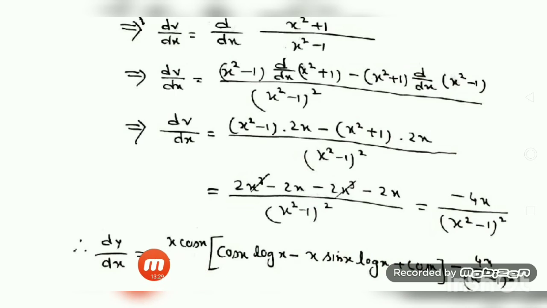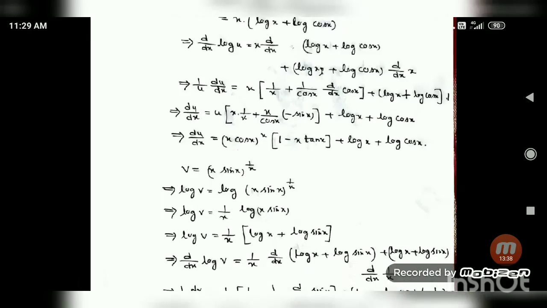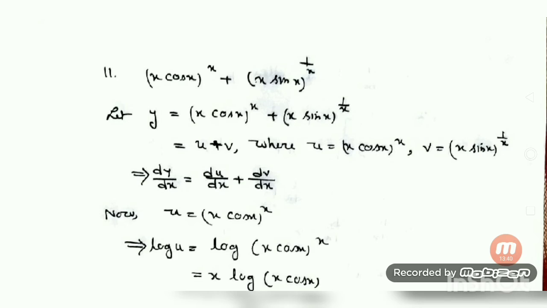So what is dy/dx? dy/dx = du/dx + dv/dx. Substitute the values of du/dx and dv/dx, and this is your answer. Okay, so this is completed. Let us do the next question, number 11.